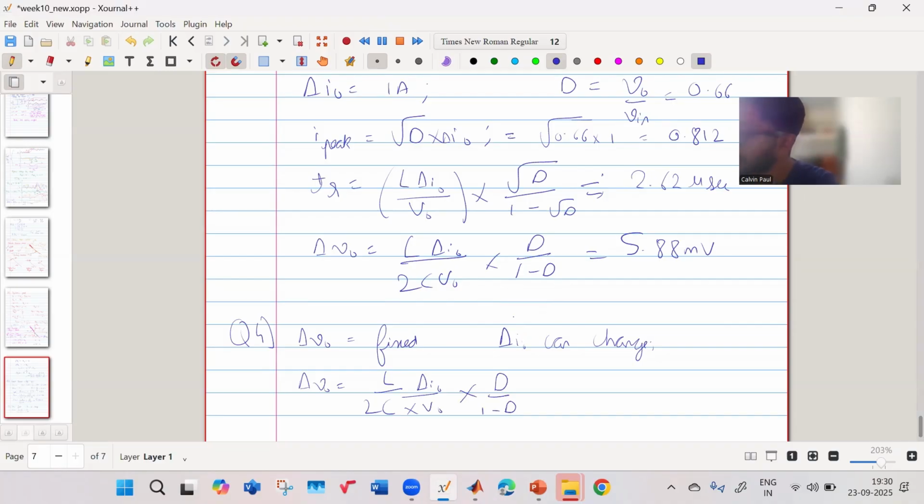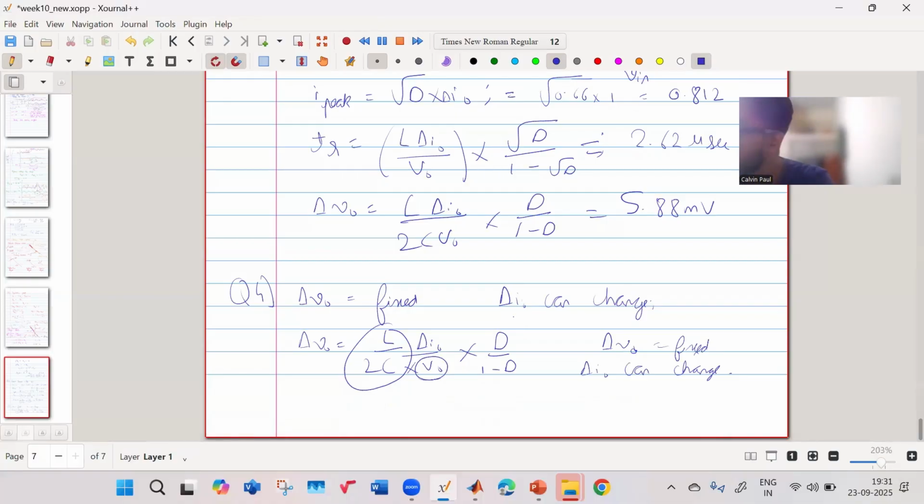So for a normal case, L and C will be fixed. L and C by design are some fixed value. Your V naught also will be fixed because it is your reference voltage. You want your reference voltage to be only 3.3 volt, right? So now what can be adjusted? Only your duty can change. So tell me, if your delta V naught is fixed but your delta I naught can change, what should happen to your duty? Should D increase or should D reduce?